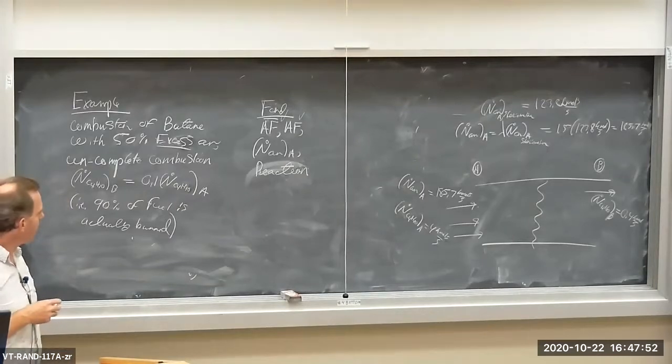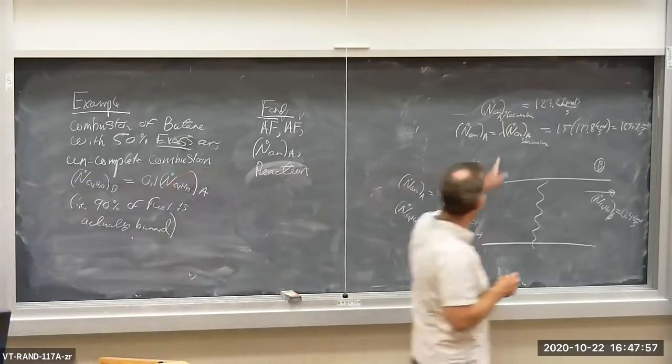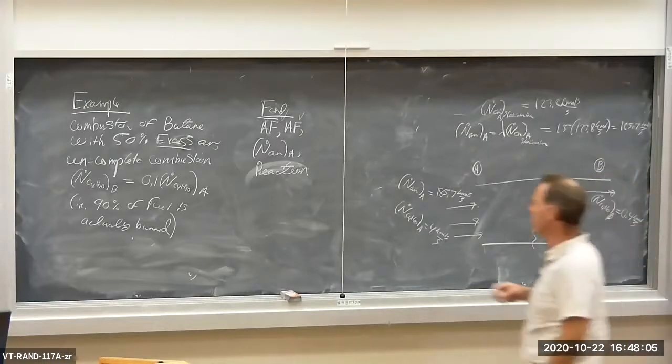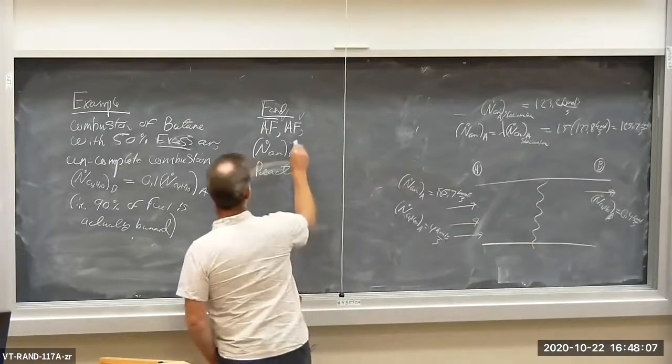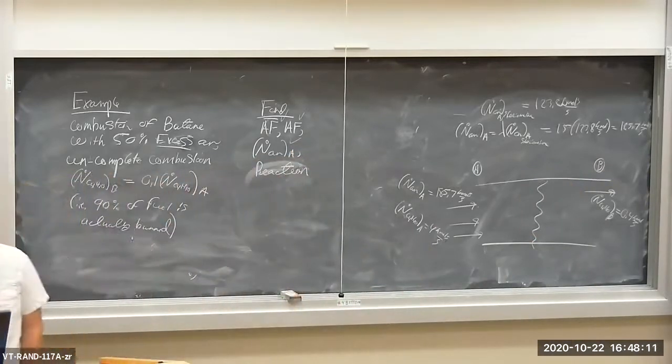Now we already calculated the airflow rate. It's simply lambda times the stoichiometric airflow rate, so it's going to be 50% higher. So we've already calculated N dot air. That's all done. Check.